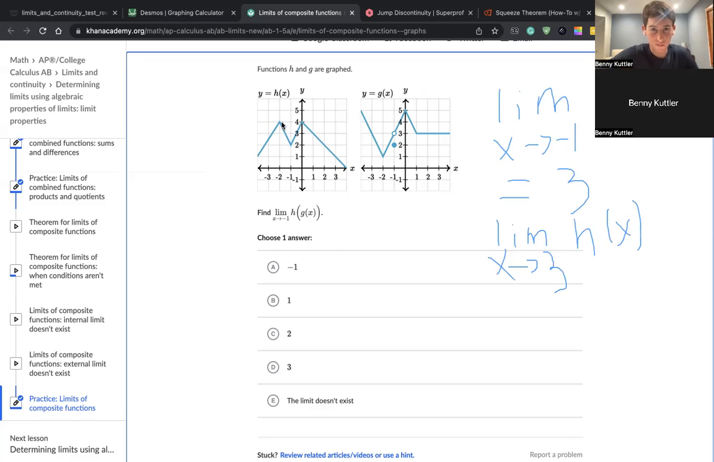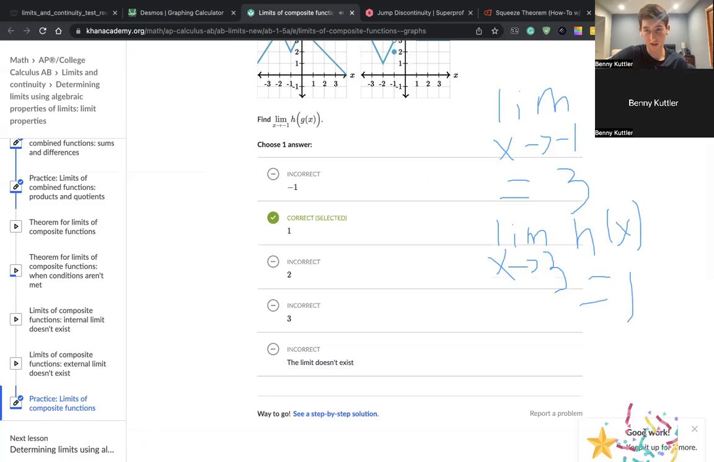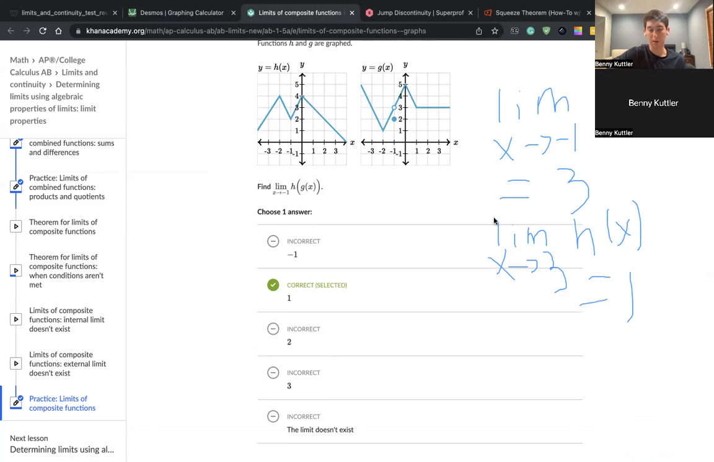And now if we look at this graph over here, and we look at x equals 3, from the left, this seems to be a completely continuous function. So if we look at x equals 3, it's approaching from the left, it's approaching 1, and from the right, it's also approaching 1. So then we have our answer, which is 1. And let's see if that's correct. And it is. So that's how we find the limit of a composite function.